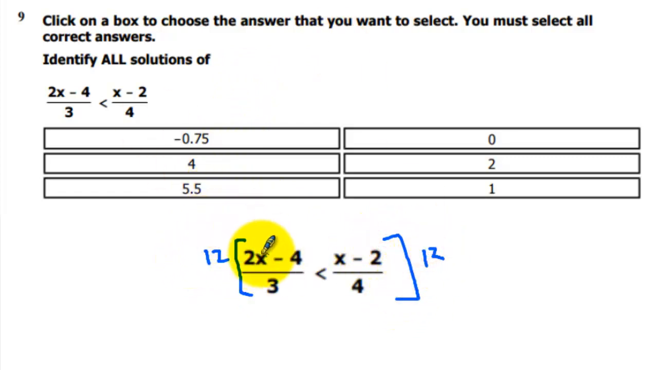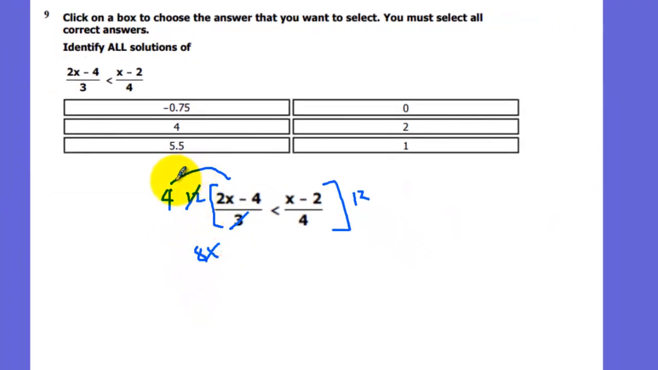Now before we distribute 12 to 2x minus 4, it's better for us to divide 12 by 3. So 12 divided by 3 is 4. Then 4 times 2x is 8x. 4 times negative 4 is negative 16. Less than. Now again, before we multiply x minus 2 by 12, let's first divide 12 by 4. That's equal to 3. And then 3 times x is 3x. 3 times negative 2 is negative 6.